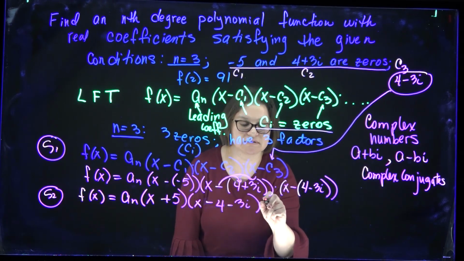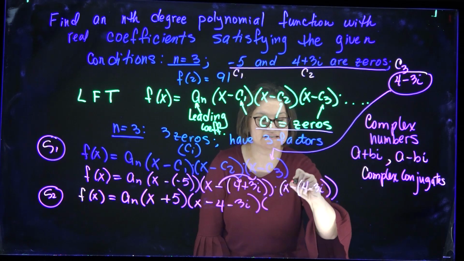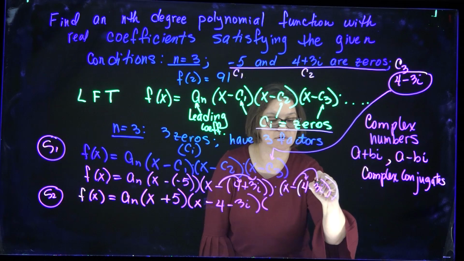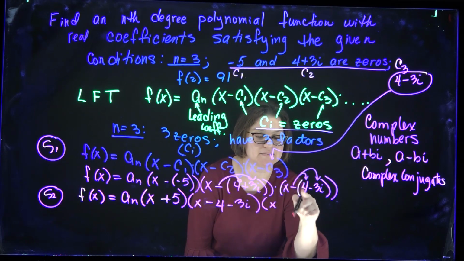Okay, now we'll do the same thing with the next factor. Remember, we have a -1. Let's distribute. Let's see what it's going to look like. x, negative times positive.